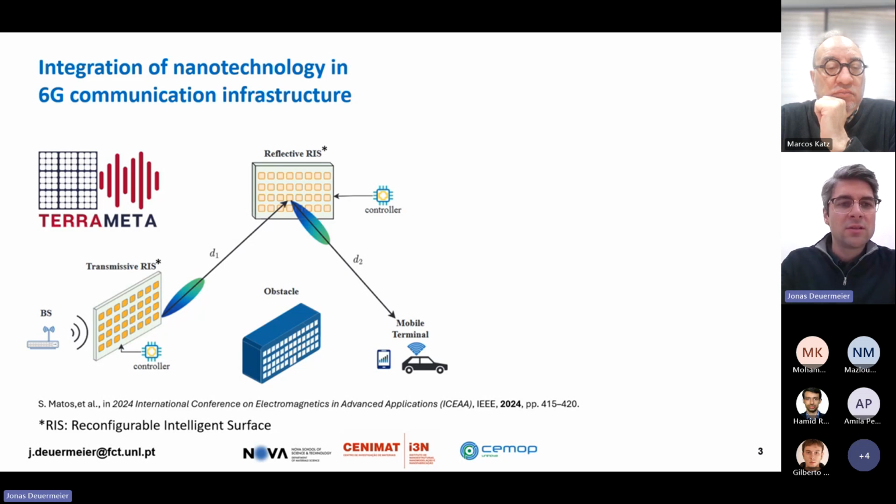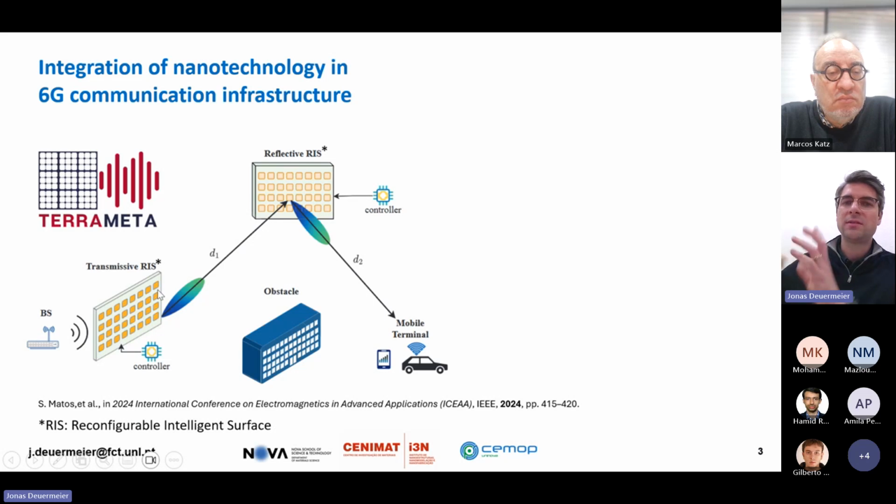I may not have to introduce this too much, but just briefly about the TeraMeta project. It's wireless communication towards 6G. In order to decrease the energy used for creating the signal, the beam needs to be directed. On demand and based on the scenario, the beam has to be directed to different places. This is done by reconfigurable intelligent surfaces, which are arrays of unit cells that have a certain reflection or transmission pattern.